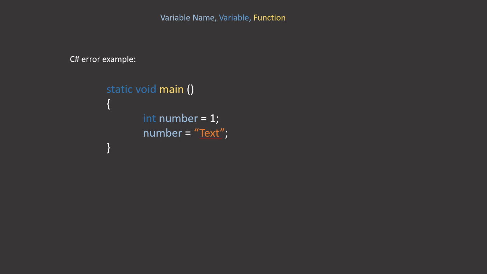This will give you an error because it's first a number and then you're setting it to text, which is a completely different data type. It has a different size, and the program won't understand what you want in this situation. Do you want text? Do you want a number? Why have you called it a number? You've set it as an integer, which is a number, and then given it text, so it will be confused and give you an error.